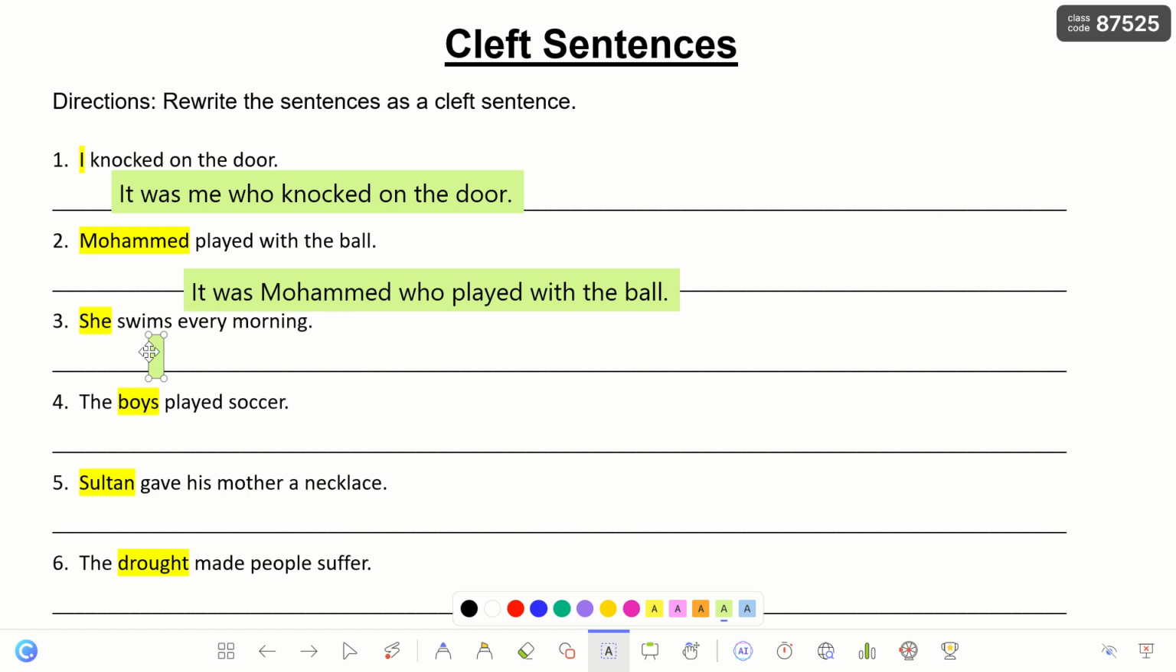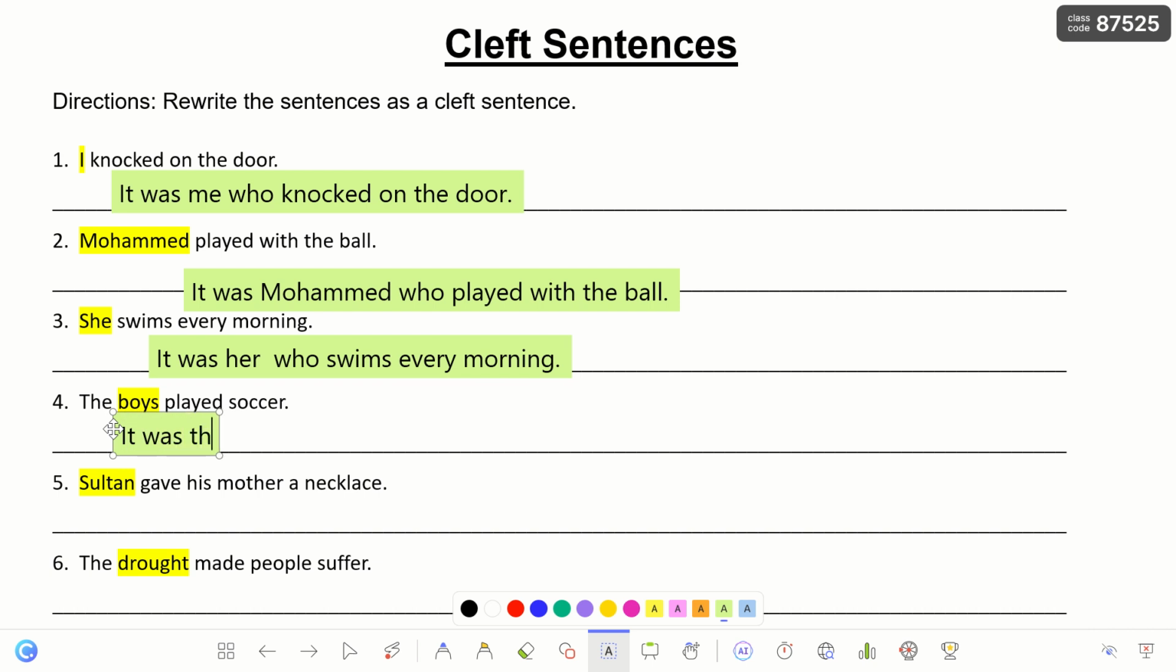She swims every morning. It was what? It was she. It was her. Sorry, it was her, not she, in place of an object pronoun. It was her who swims every morning.